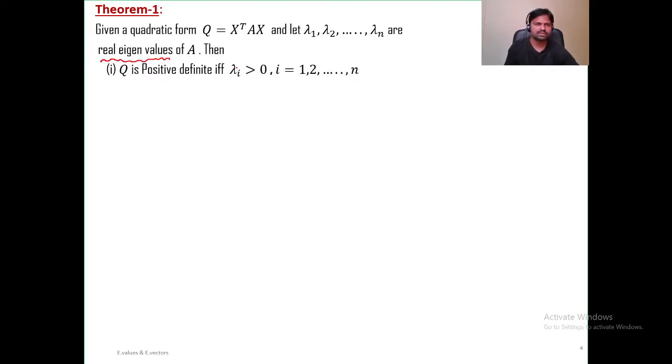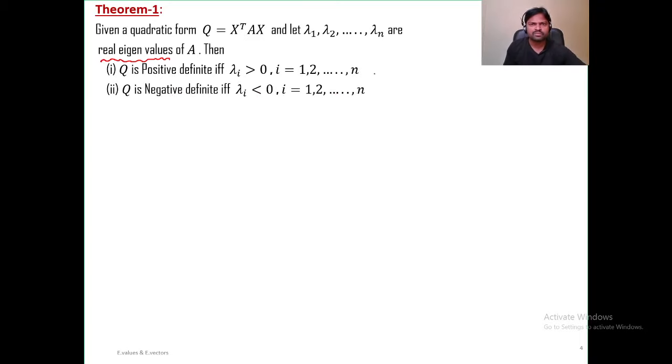Look at the first conclusion. The quadratic form is positive definite if and only if all the eigenvalues are strictly more than 0, that means positive. Similarly, the second conclusion: the quadratic form is negative definite if and only if all the eigenvalues are less than 0. All the eigenvalues are negative.